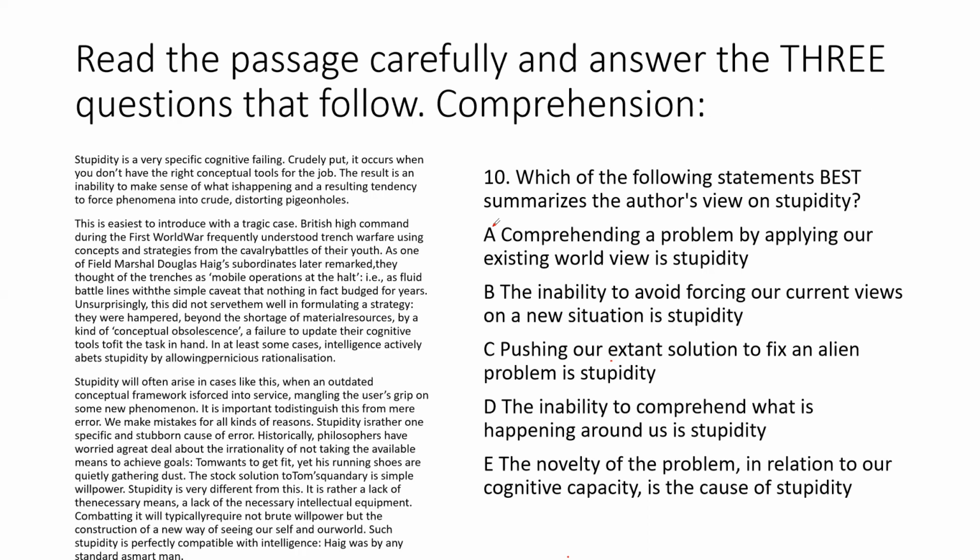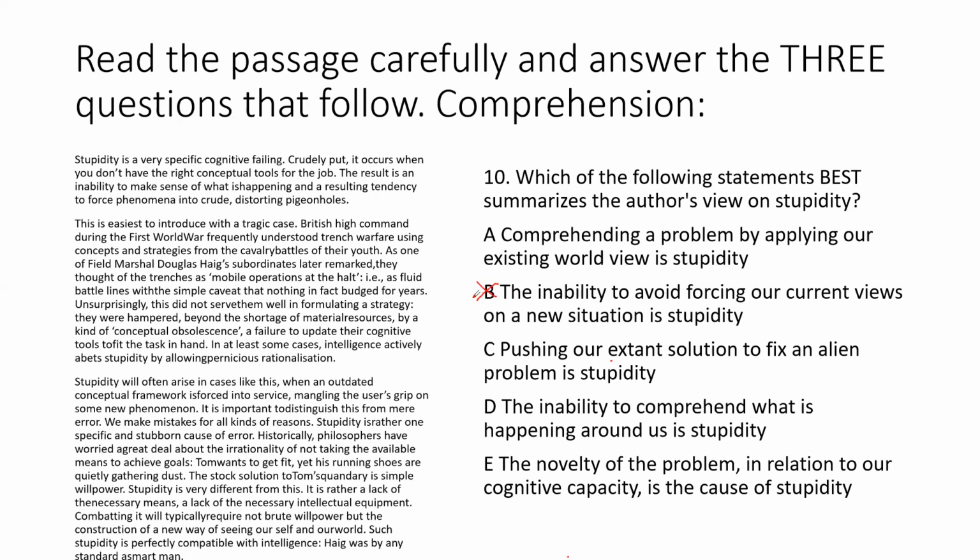Let's look at option B. The inability to avoid forcing our current views on a new situation is stupidity. So if you understand this, author is defining stupidity in terms of inability to impose our current views, right? So here, he's not forcing current views. He was forcing the old views, right? So this goes out of context, goes out.